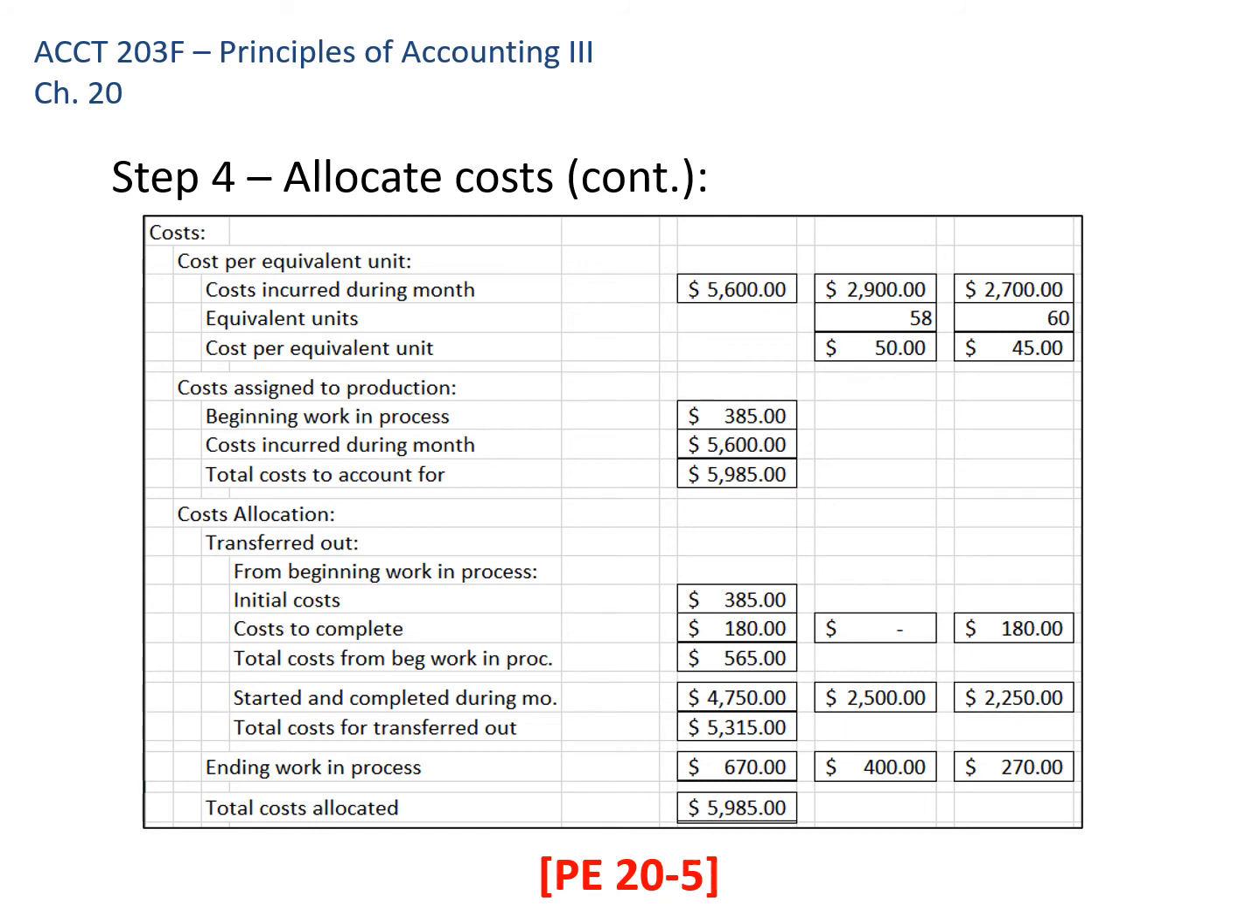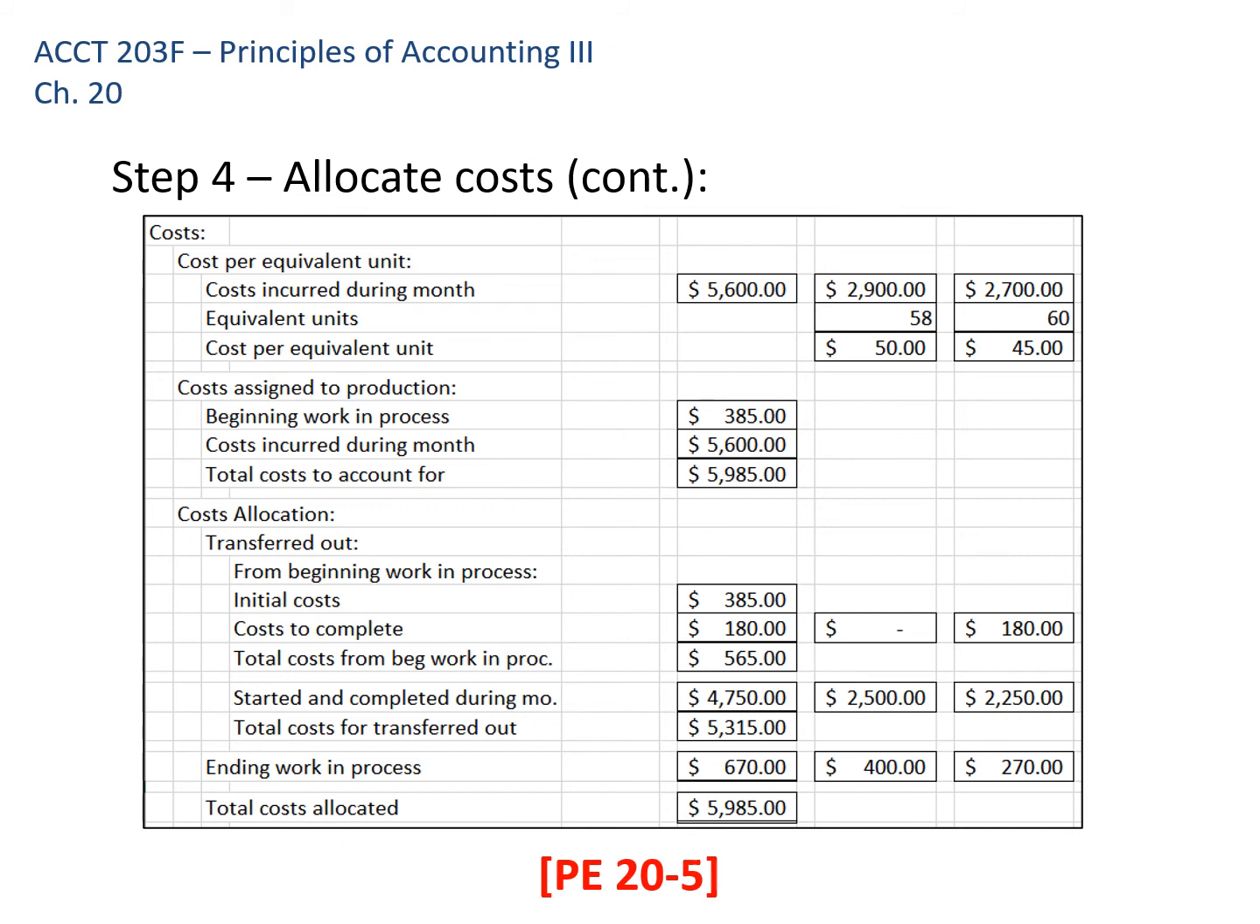Now I'll take a look at the ending work in process. And again, I look back up to step 2 to see what my equivalent units in ending work in process were. Well, remember the materials go in at the beginning of the process, so the ending work in process had 8 equivalent units for direct materials. So I take 8 times 50, I get $400. The conversion cost, so the amount of work I had into the ending work in process, was 6 units, so 6 times 45 is $270. So I add that together, my ending work in process has a value of $670.